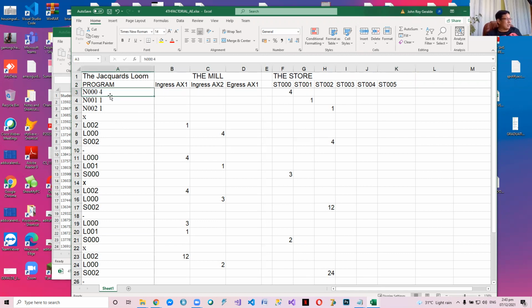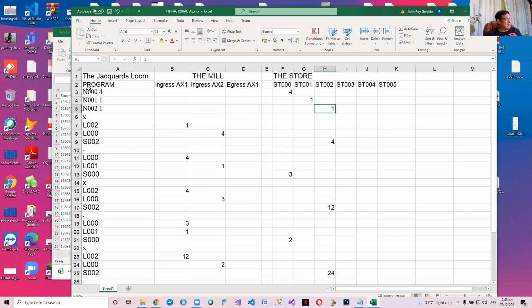When we say N0 0004, we mean that the number 4 is loaded to address 0. So the store will now have the value 4 in ST000, which means store 000. Do you follow? So this is a program now. N1 001 means the number 1 is placed on ST001. And then in N2 002, we place another value of 1. So these three are now placed.